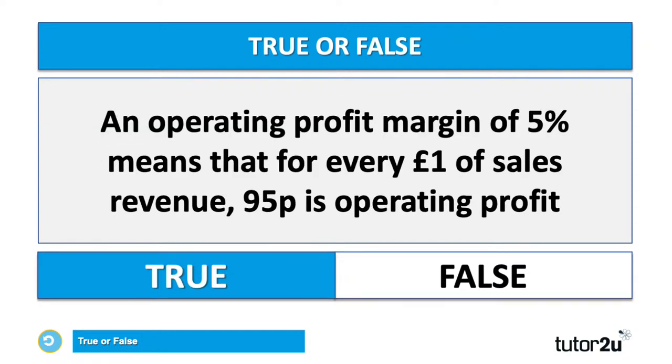True or false, an operating profit margin of 5% means that for every £1 of sales revenue, 95 pence is operating profit. Is that true or is it false?